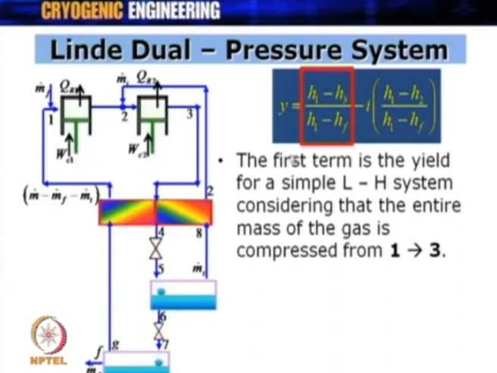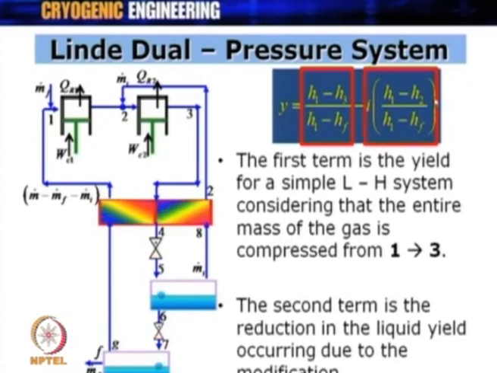However, it is not a Linde-Hampson system which is compressing the gas from 1 to 3, but we have got 1 to 2 and 2 to 3, and we have got m dot i joining at an intermediate point at an intermediate pressure, and therefore, we got a term called I. So, this second term takes into consideration the Linde dual pressure system, and it differentiates otherwise from the Linde-Hampson system in which the compression will happen from 1 to 3. So, the second term is a reduction in the liquid yield occurring due to modification to the dual pressure system.